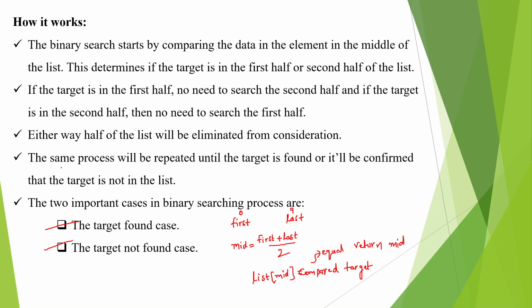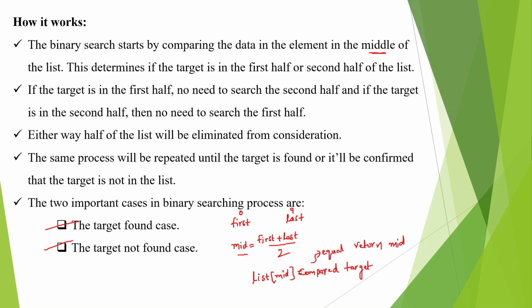The binary search starts by comparing the element in the middle of the list. We are not comparing with the first one, we are comparing the target with the middle of the list. And how are we calculating the middle? Just first plus last divided by 2, and with whatever index value we get, we compare the target. This determines if the target is in the first half or in the second half.